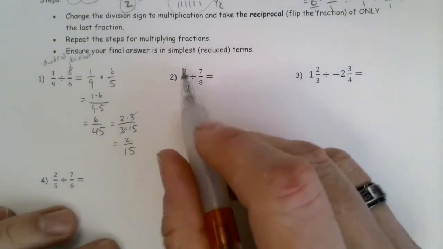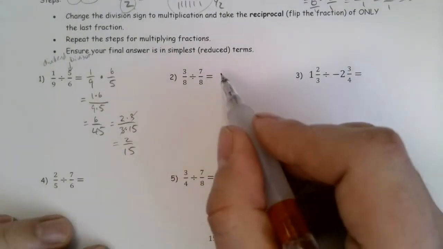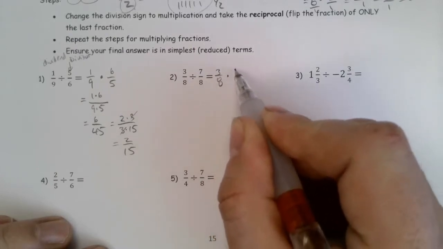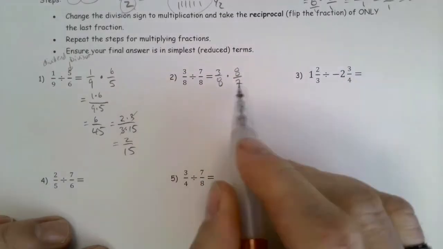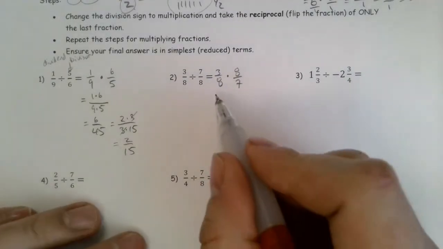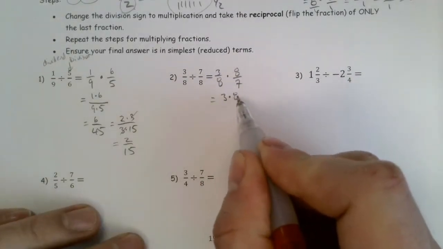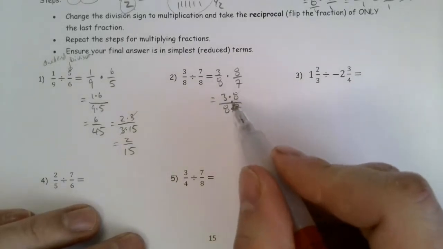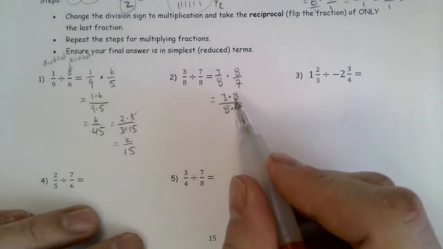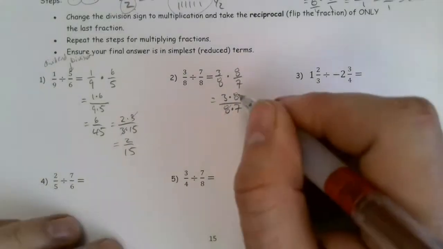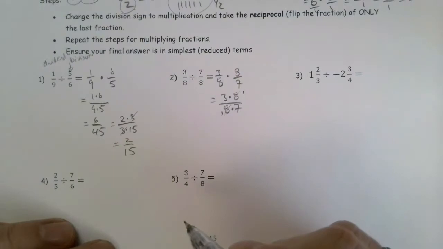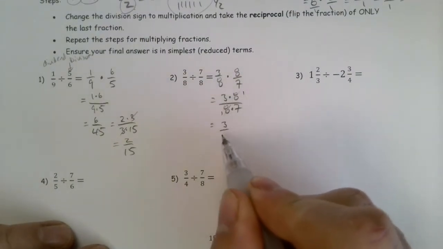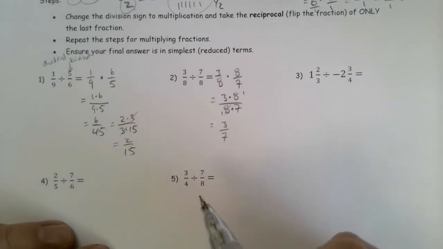Here, similar sort of thing. 3/8 is my dividend. I'm going to multiply by the reciprocal of the divisor, so I'm going to multiply by 8/7. Now, this is going to be 3 times 8 over 8 times 7. And right away, I see these common factors here, right? 8 divided by 8 is the same as 1 divided by 1. 3 times 1 is 3, 1 times 7 is 7. So this becomes 3/7.